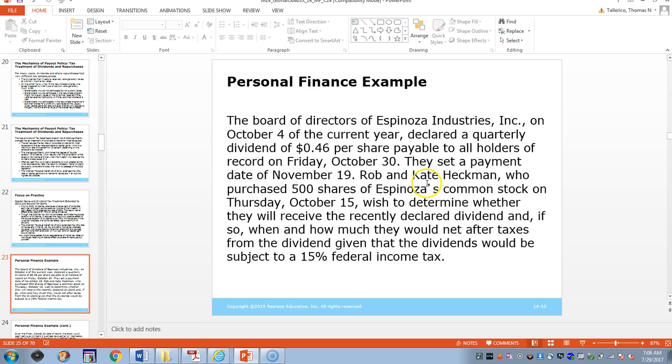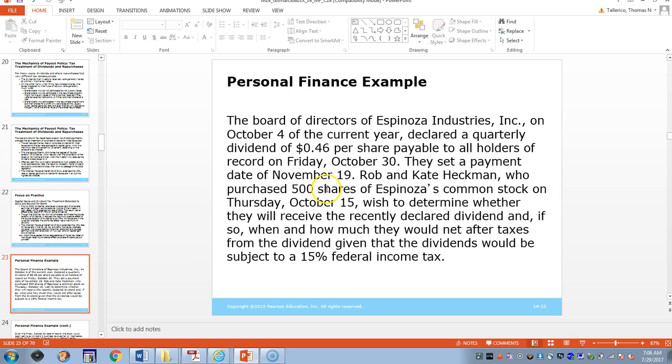All right, so here's a personal finance example. Espinosa Industries, on October 4th of the current year, declares a quarterly dividend of 46 cents per share, payable to all shareholders of record on Friday, October 30th. They set a payment date of November 19th. Rob and Kate Heckman, who purchased 500 shares of Espinosa's common stock on October 15, wish to determine whether they will receive the recently declared dividend, and if so, when and how much they would net after taxes from the dividend, given that the dividend would be subject to a 15% federal tax.